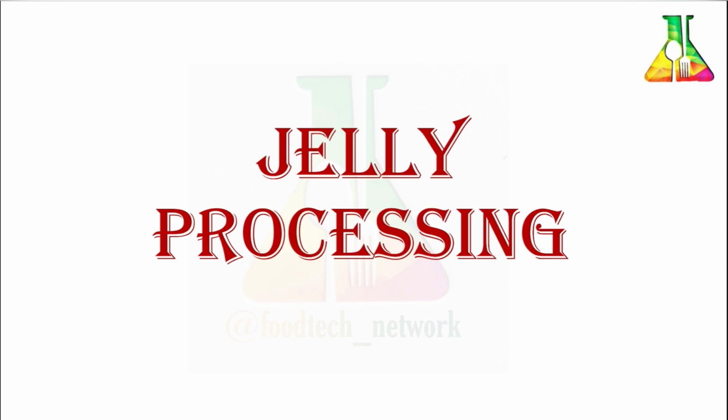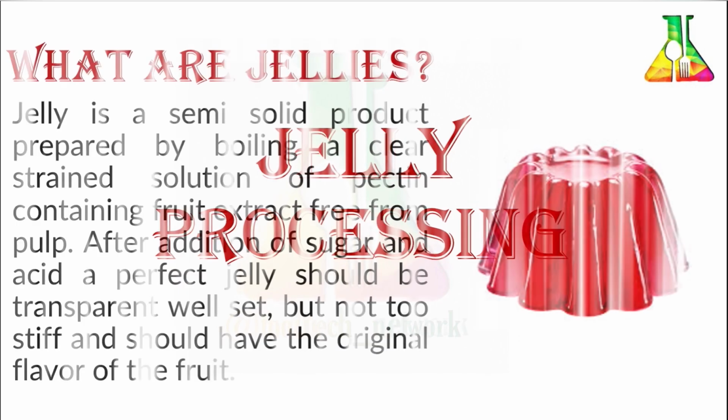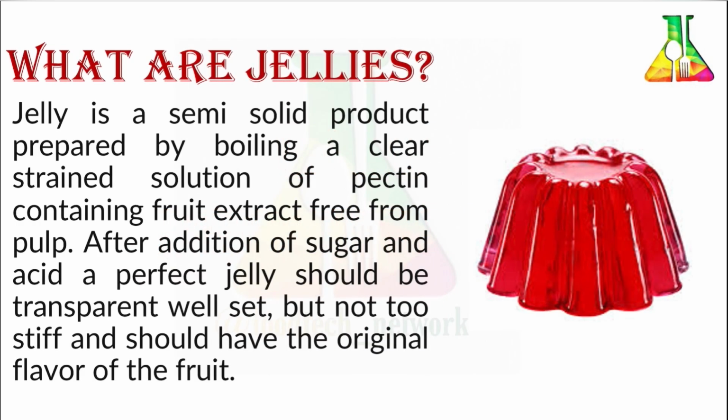Okay, so today we will discuss jelly processing. This lecture is based on jelly processing. Let us discuss what jelly is. Jelly is a semi-solid product prepared by boiling a clear or strained solution of pectin-containing fruit extract, free from pulp, after the addition of sugar and acid.